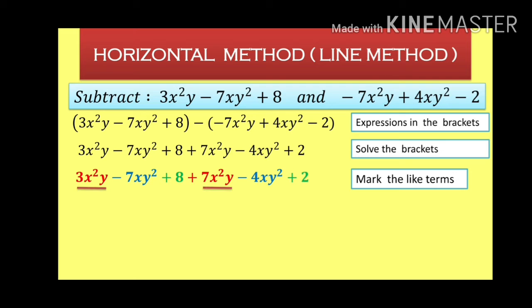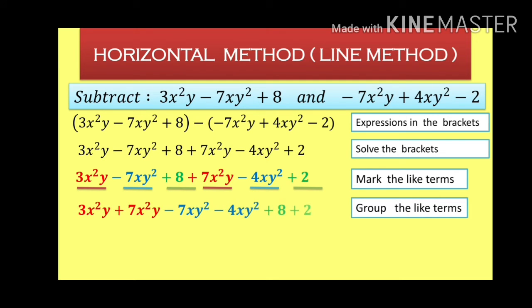Next, mark the like terms. We can identify the like terms, x squared y with x squared y, the same thing. Once you have solved the bracket, it is like the same thing what you have done involving like terms and unlike terms, the same process. Nothing is extra here. Just the only problem here is solving the brackets. Once you solve the brackets, the question becomes the same type. Same thing, we'll just group them.